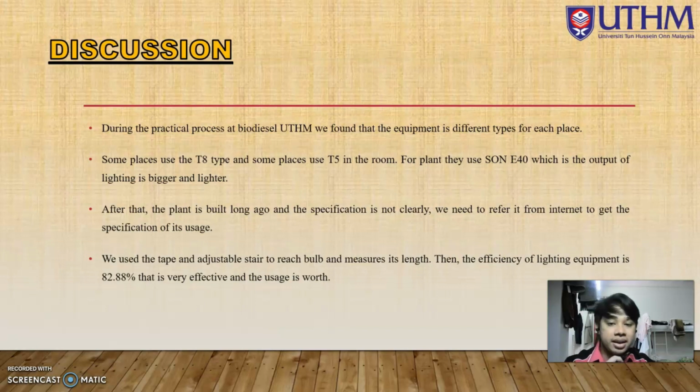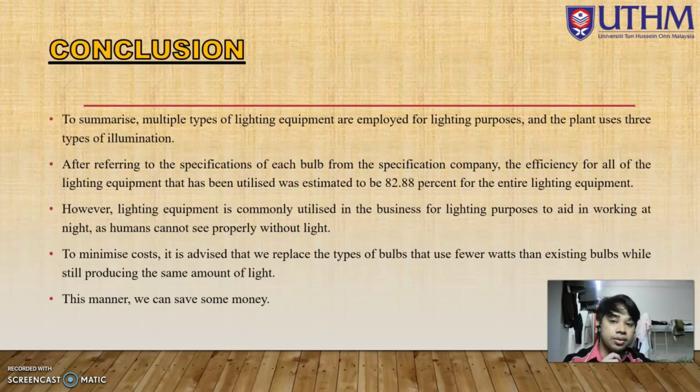After that, the plant was built long ago and the specification is not clear. We need to refer to the internet to get the specification of its users. We use the tape and adjustable stair to reach the bulb and measure its length. Then the efficiency of lighting equipment is 82.88%. That is very effective and then usage is worth it.